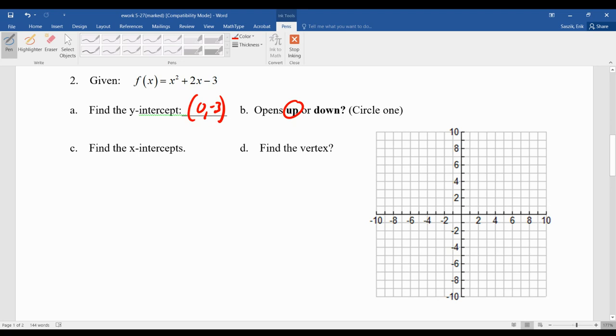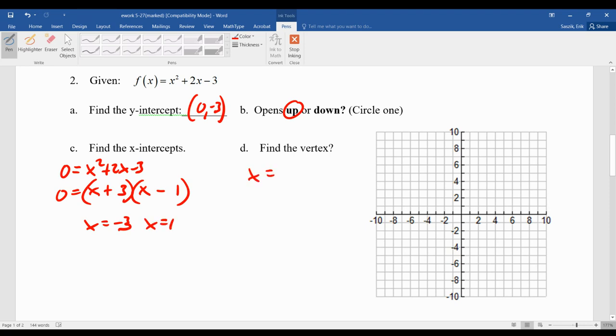Now, the x-intercepts, those are the zeros. These numbers are pretty small. I'm going to try to factor this. 3 and 1, plus, I think that comes out nicely. x equals -3, x equals 1.